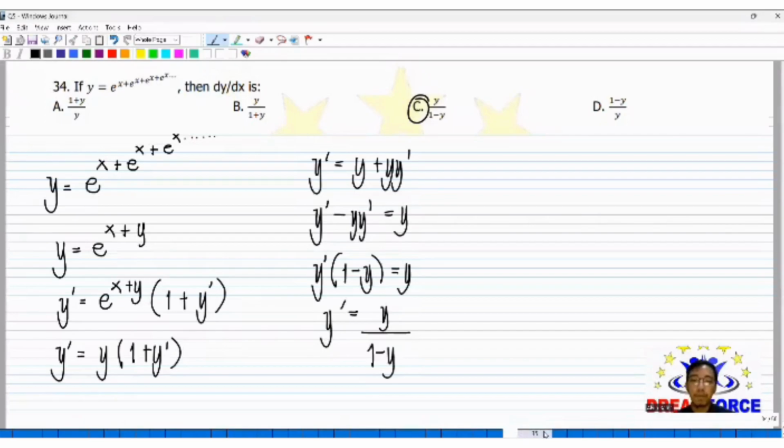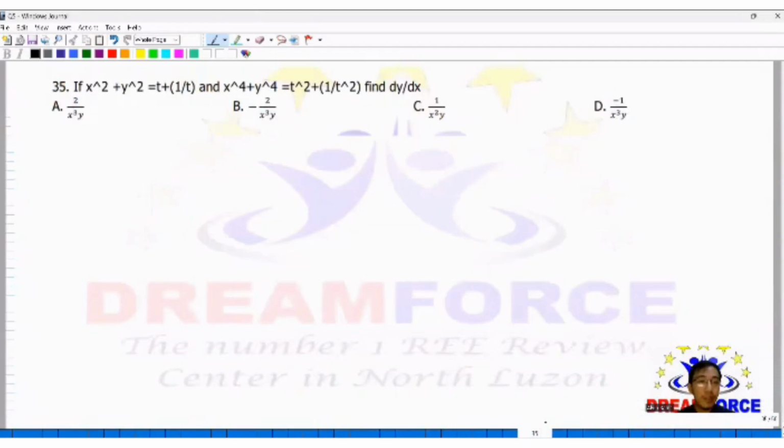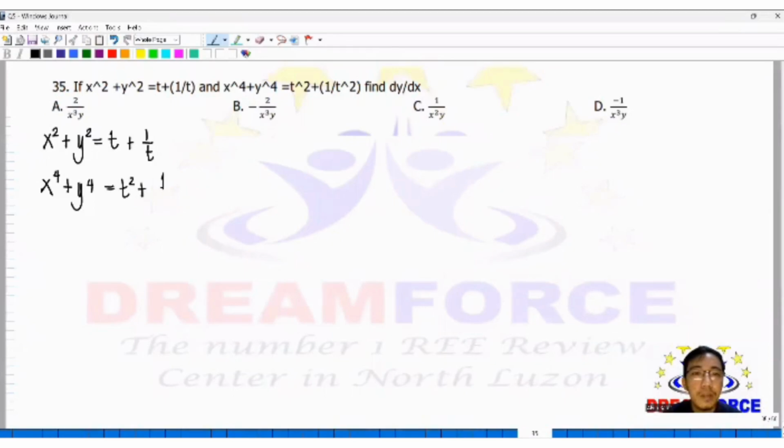Try natin tapusin lahat. Okay. So if x squared plus y squared is equal to t plus 1 over t, and x raised to 4 plus y raised to 4 is equal to t squared plus 1 over t squared, find dy dx. So, medyo mahaba. So x squared kasi parametric po siya. Plus y squared is equal to t plus 1 over t. Okay, yung isa naman is eto. Si x raised to 4 plus y raised to 4 is equal to t squared plus 1 over t squared.